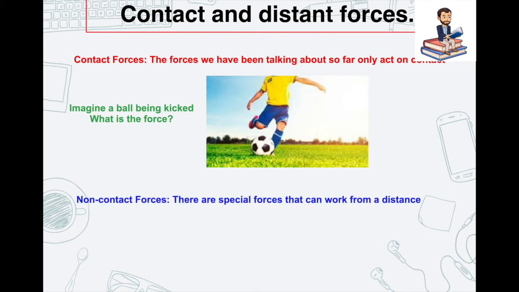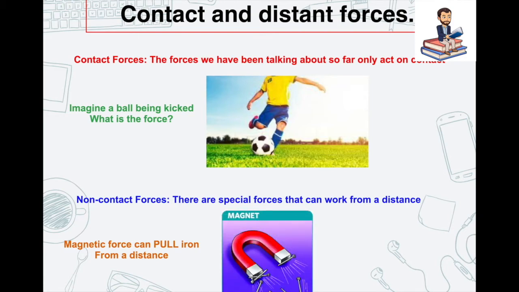Now, non-contact forces are special forces that actually work from a distance. They can move objects without actually touching them. One of the most common is a magnetic force. Magnetism is a force, and it can pull iron from a distance. If you get a magnet and go near some iron or a certain type of metal, it will attract the iron towards the magnet. That's a magnetic force, and it's from a distance. It doesn't have to actually touch the iron or the metal to move it.